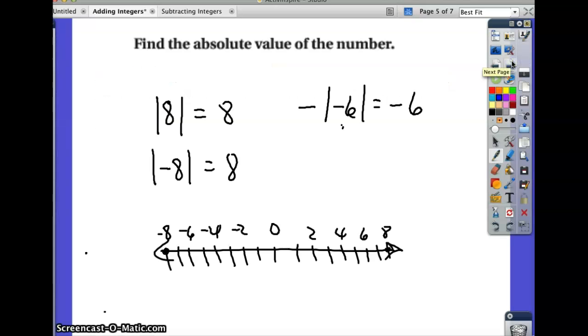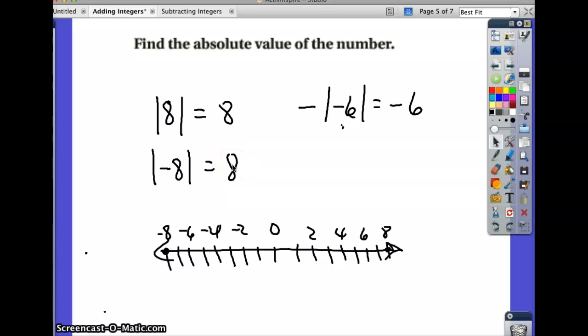Here's a couple of examples. Find the absolute value of the number. So here, this first one, to find the absolute value of 8, it's positive 8 because again, distance can never be negative. So you have negative 8. Again, it's just the distance from 0 on the number line. So in this case, the distance from 0 to negative 8 is 8. So again, distance can never be negative.